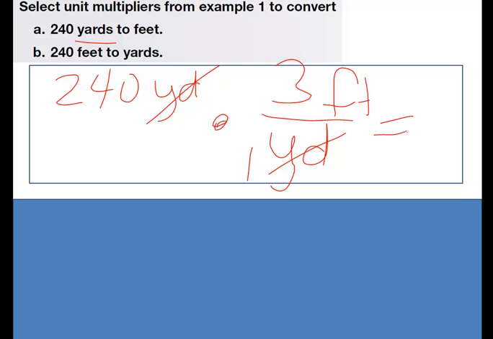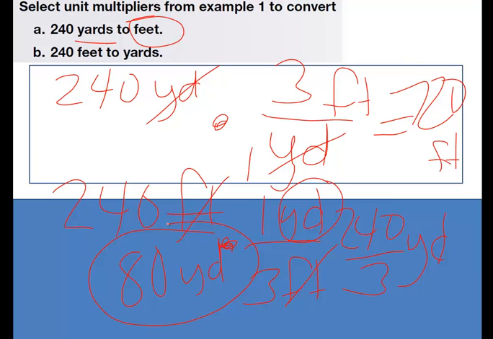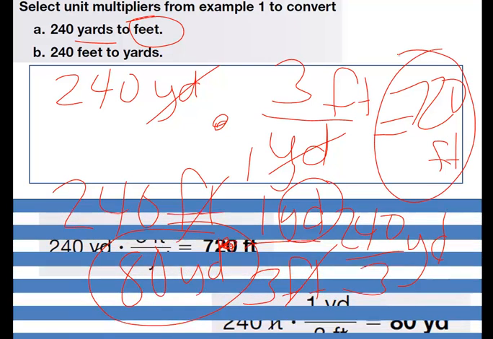So now we just multiply. 240 times 3 is 720 feet. 240 yards is equal to 720 feet. And if we take 240 feet, now our multiplier's got to be reversed because we want the 3 feet down in the bottom here. We put our yards up on top here. Multiply those. We can cancel out our feet. It just leaves us yards because we want our answer in yards. We got 240 yards over 3. And 3 goes into 24 8 times, so it should be 80 yards. So our answer should be 80 yards and 720 feet once we use those unit multipliers.